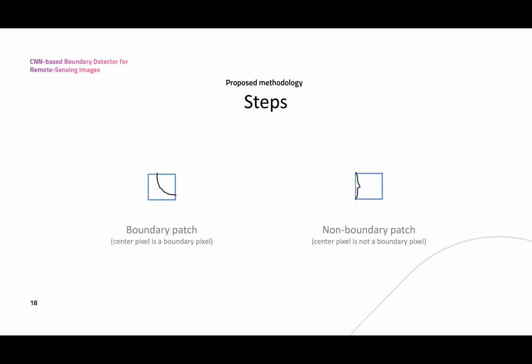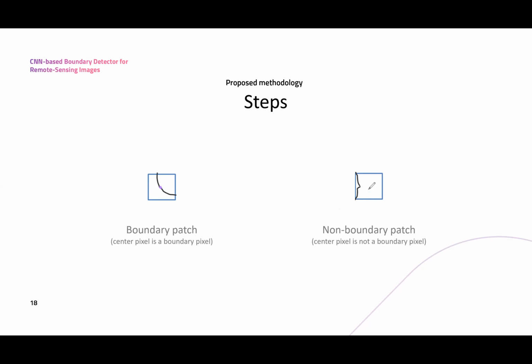We will have two types of patches. One we call the boundary patch, and the other one we call the non-boundary patch. The boundary patch is one where the center pixel is a boundary pixel. So in the first patch, you see if we mark the center here, it is a boundary pixel.